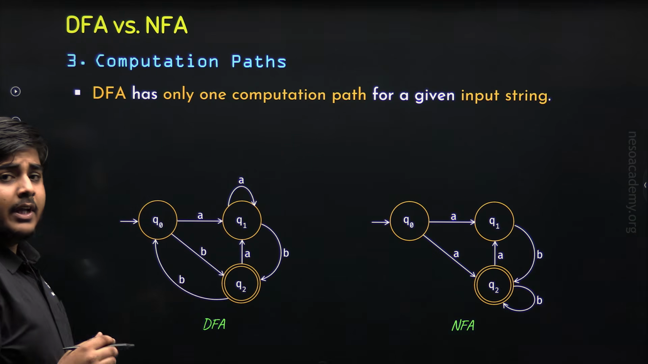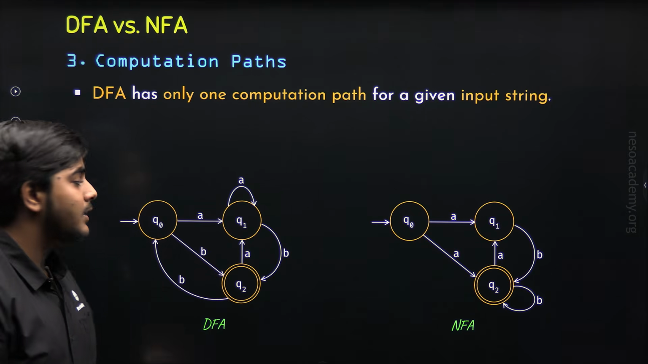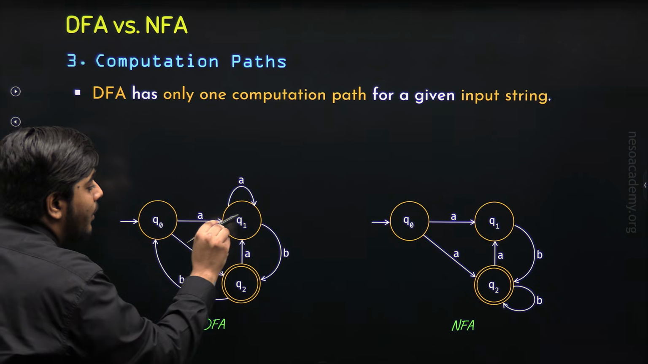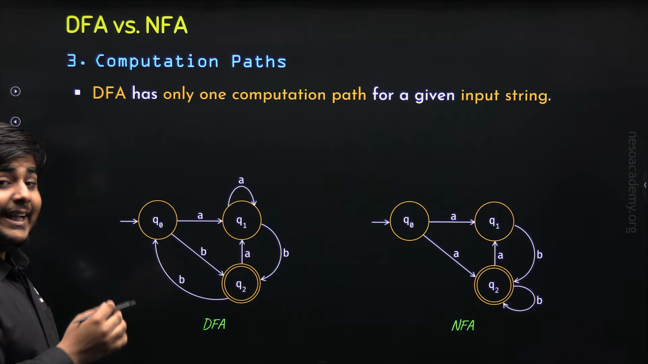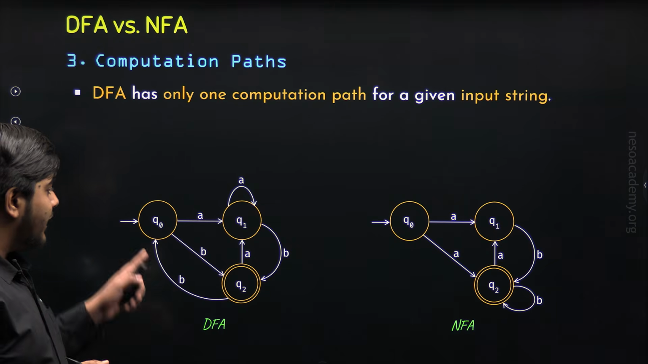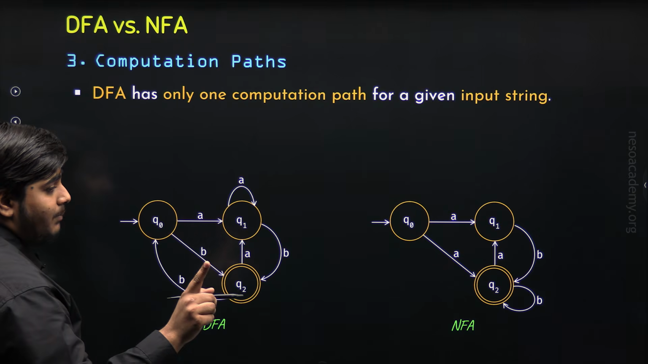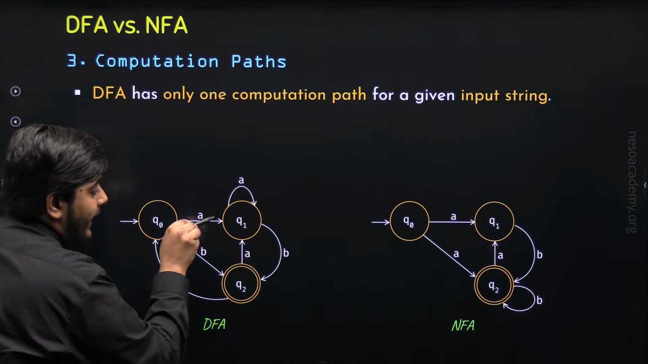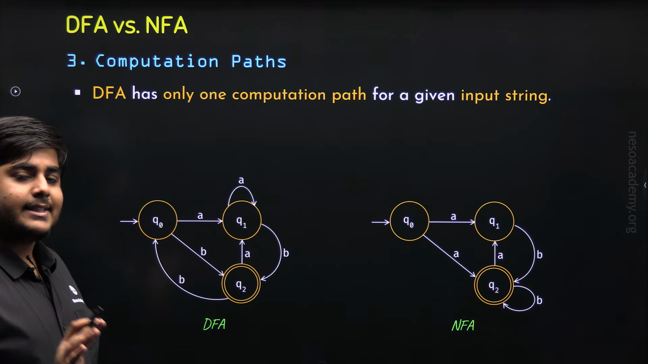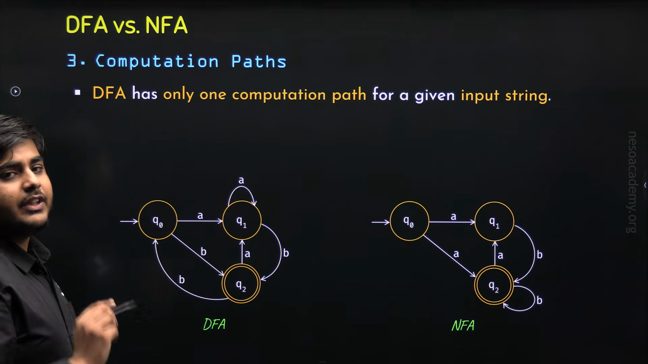Like in this diagram, if you take an example of input string AB, let's see how can it be processed. The input string AB can be processed like A, B. Now, can you find any other computation path for the same string AB starting from the initial state? No. There is only one computation path for the string AB, and that is A, B. There is no other computation path. So we can say that in DFA, it has only one computation path for a given input string.